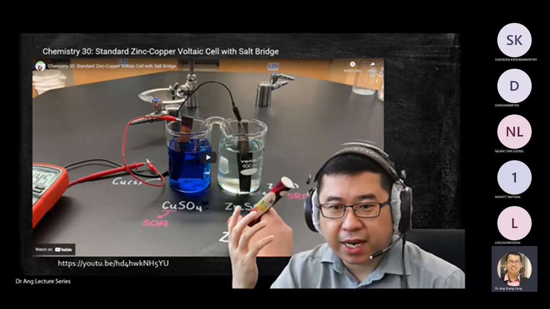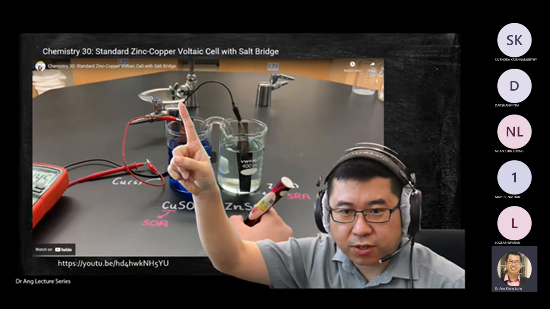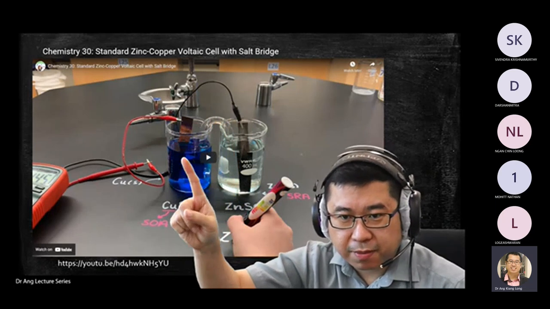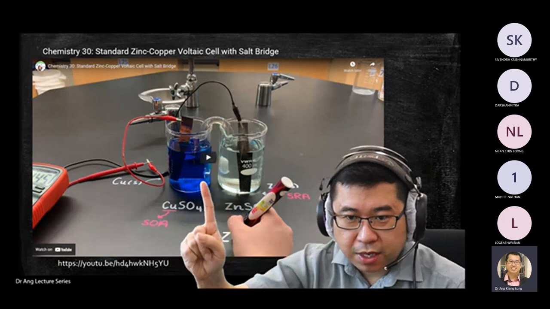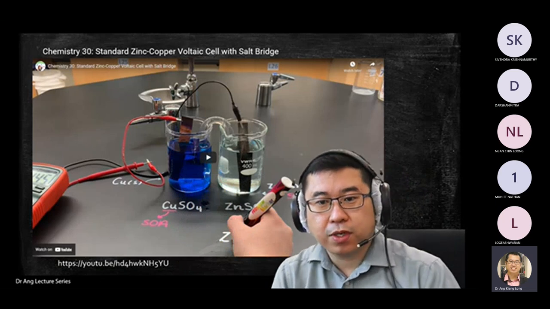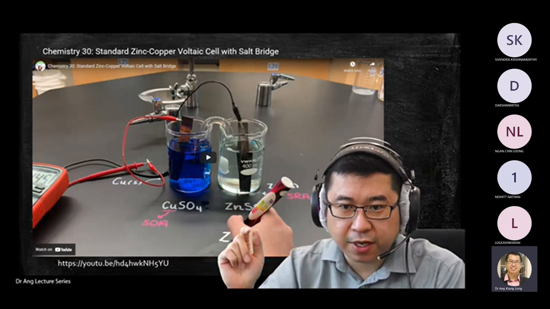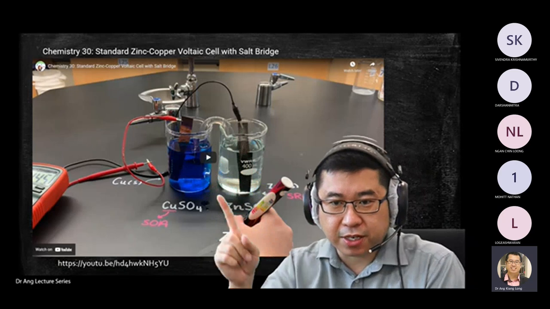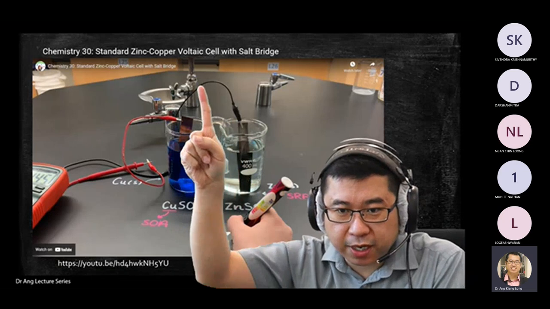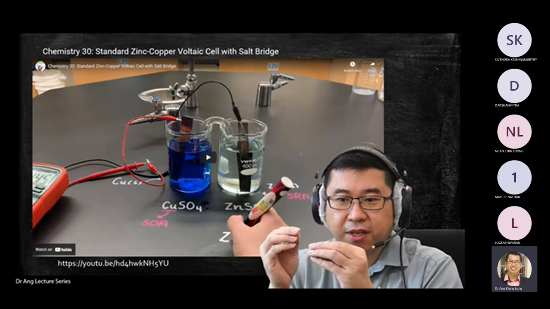So what happened to the electron that is donated by the neighbor over here? The two electrons will go into this solution through this medium, through this rod or through these metals. It will combine with the charges in the solution here. So in this solution, you have copper positive charge and SO4 negative. But negative is good friend with positive charge. So the two electrons go and find their positive friend. So the Cu2 positive will combine with two electrons.